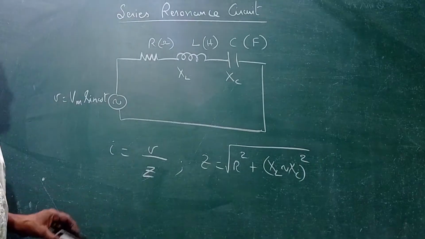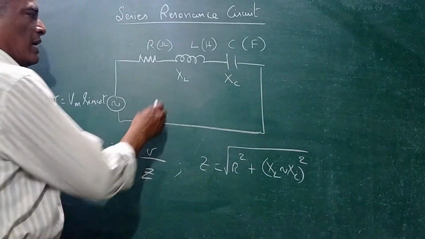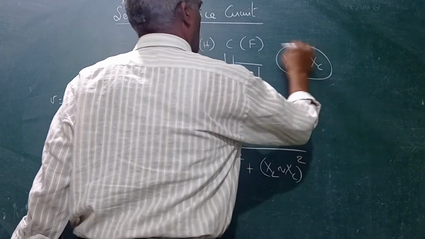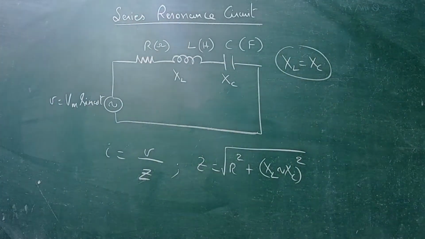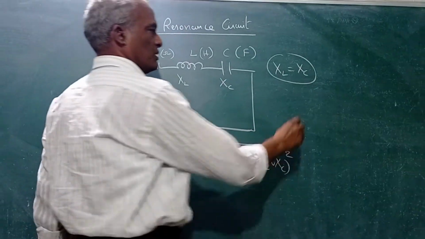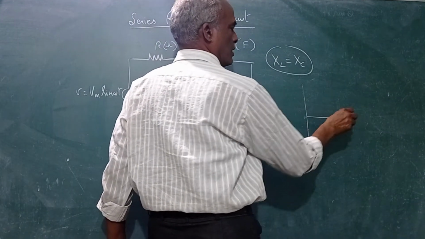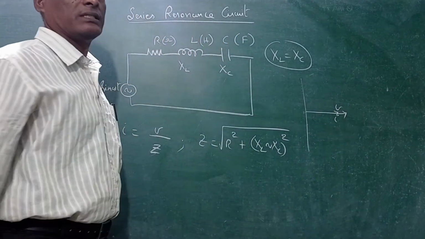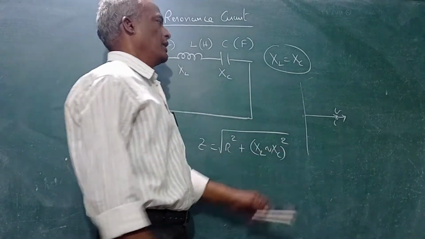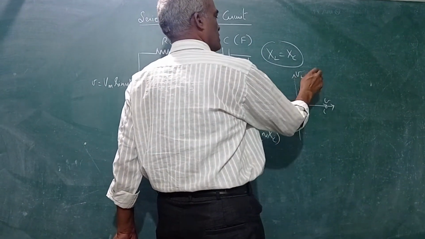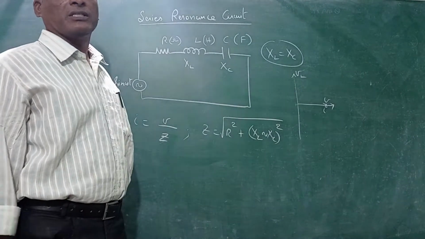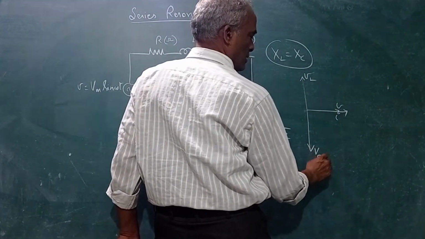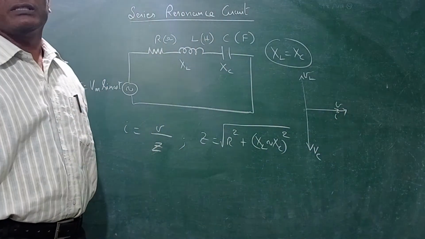Now there is a special case where XL is equal to XC. If both are equal, what will happen? Let us see in the phasor diagram. Here both V and I are in phase for resistance. In case of inductance, VL is leading the current. In case of capacitance, the current is leading the voltage across the capacitor.